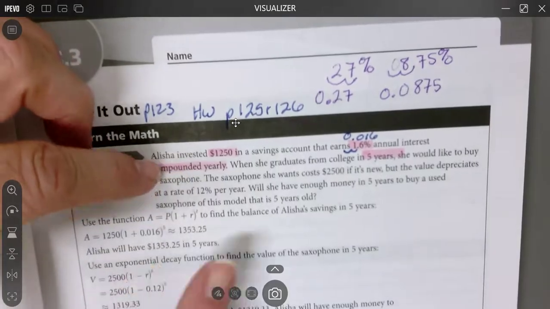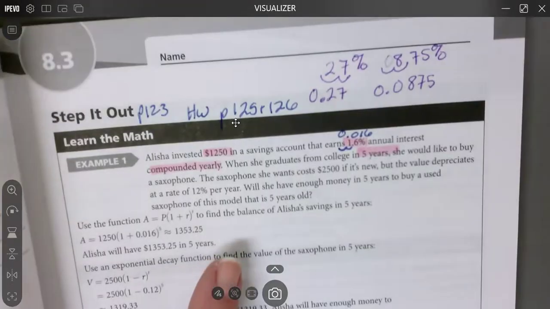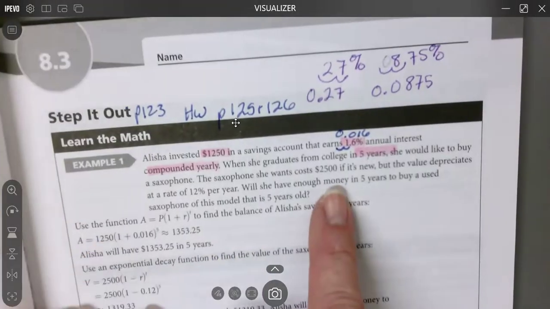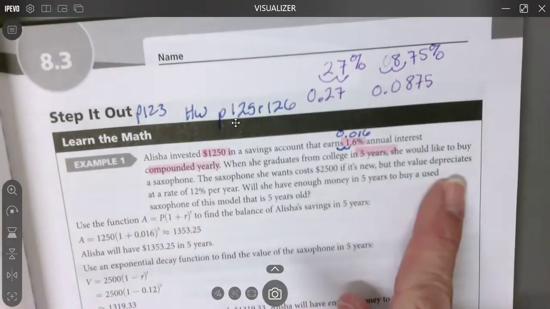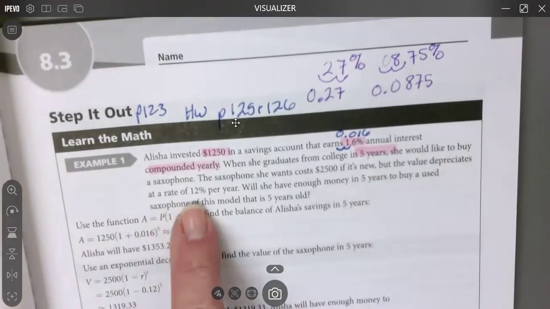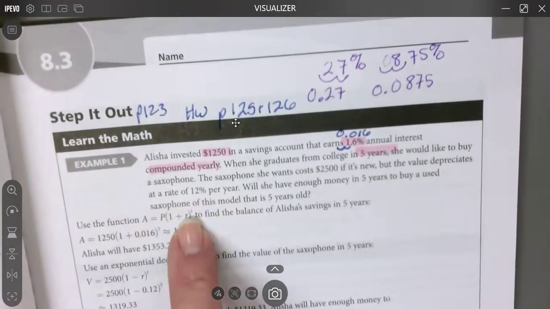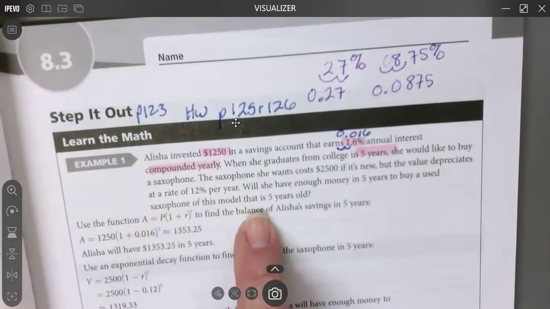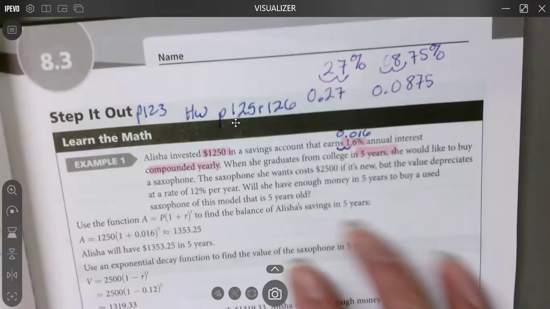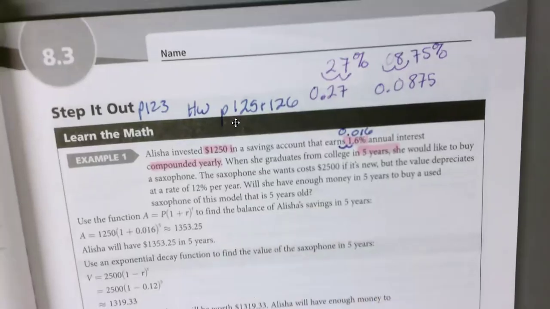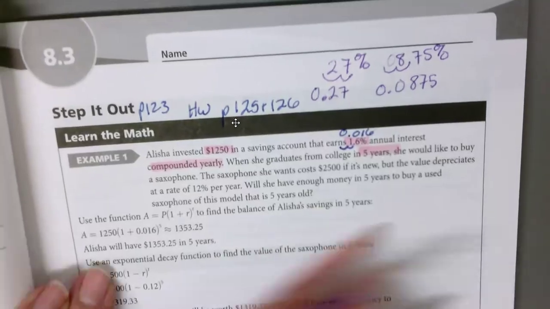But then it gets more interesting because she says the saxophone she wants costs $2,500 if it's new, but the value depreciates at a rate of 12% per year. Will she have enough money in 5 years to buy a used saxophone of this model that is 5 years old? And so then we will do a growth and decay formula for that. But let's start with our compound interest.